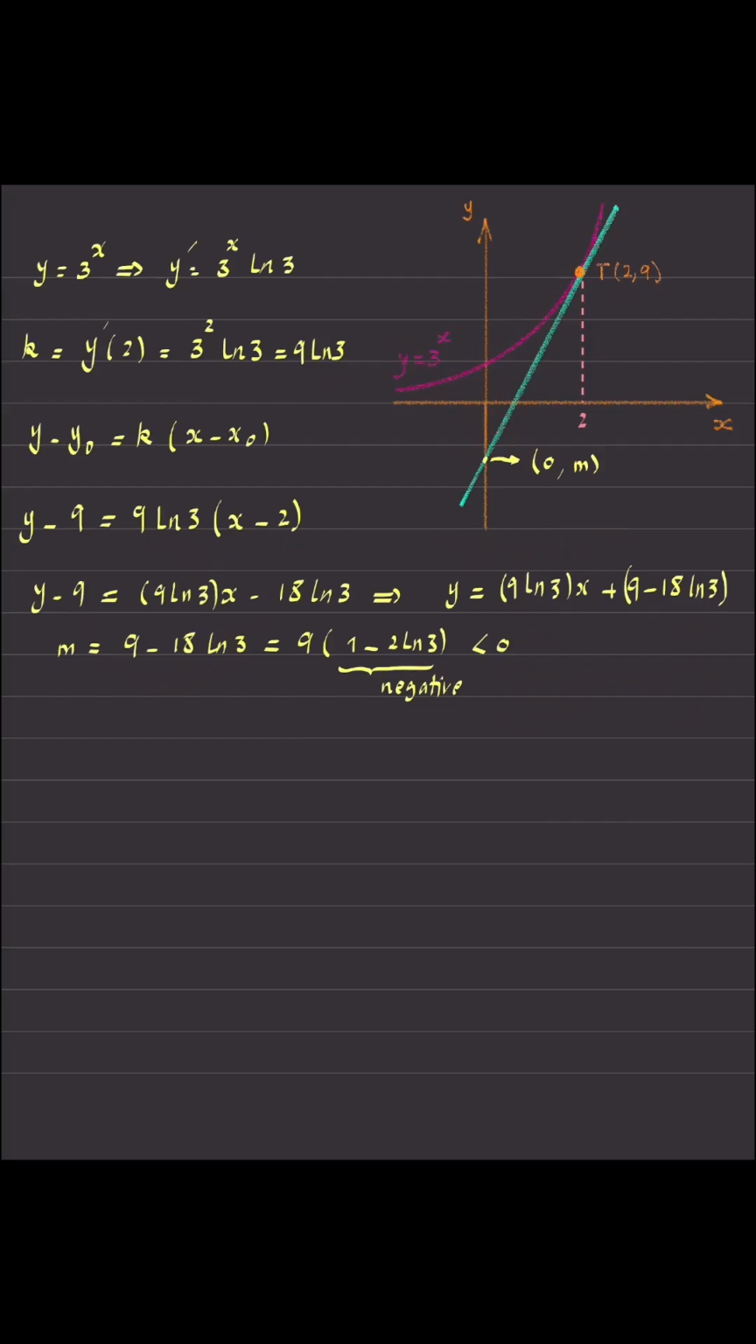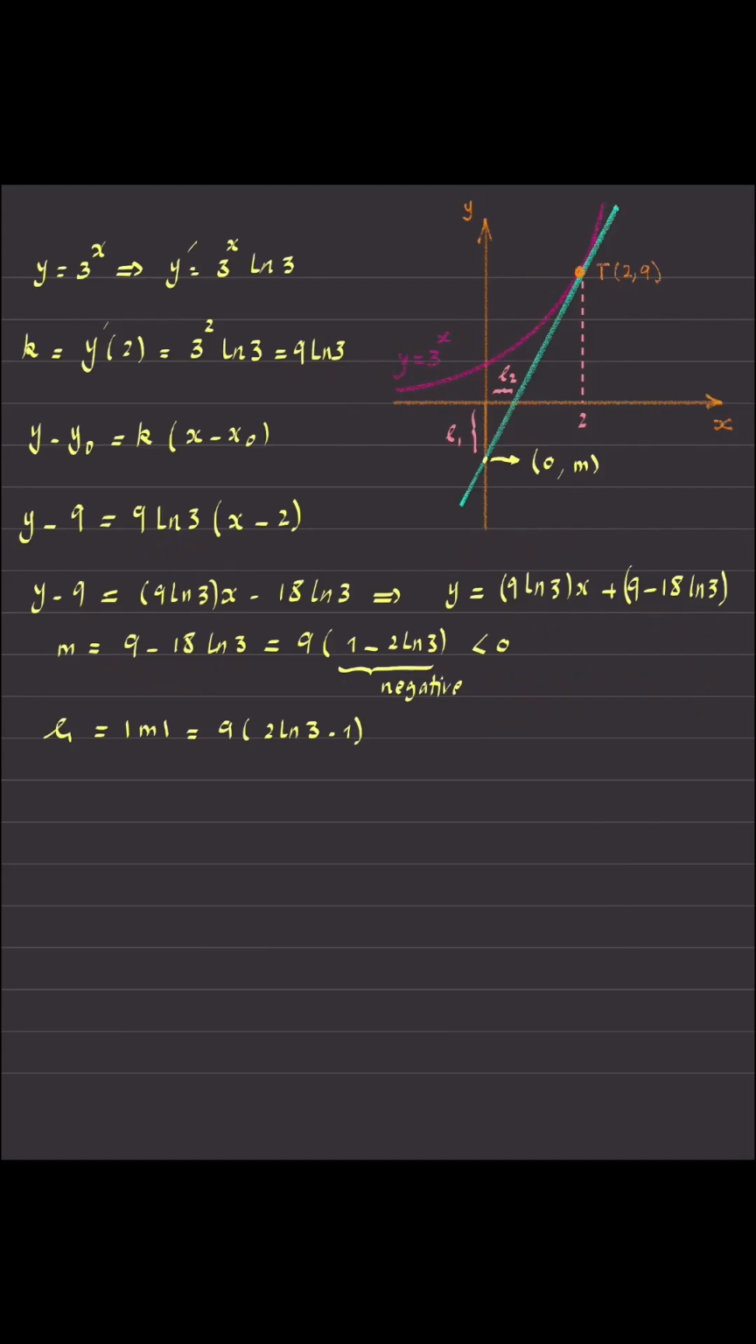Okay, so if I want to find this length, let me call it, for example, from here to here, L1. L1 is not exactly m. L1 is the absolute value of m, which becomes the other way around. So it becomes 9 times 2 ln of 3 minus 1. So this is your L1. But now I want to find L2. In order to find L2, which is here, I have to calculate the x-intercept.